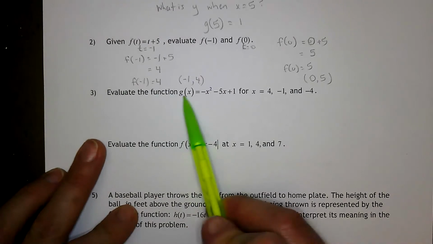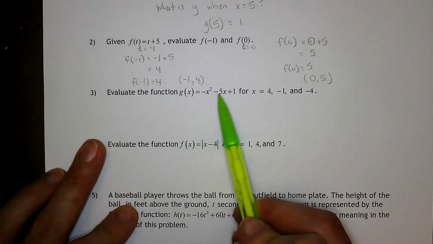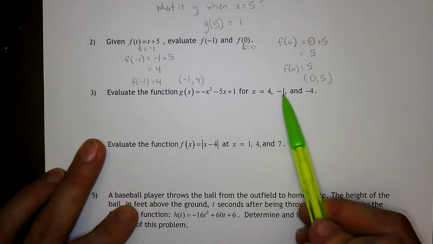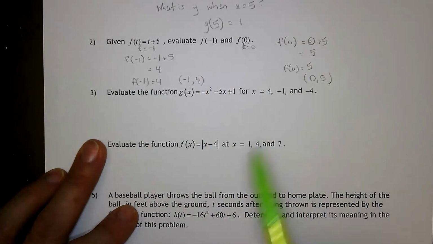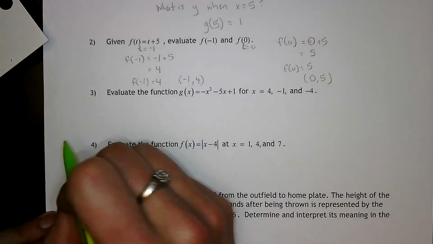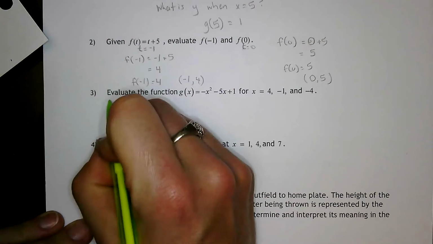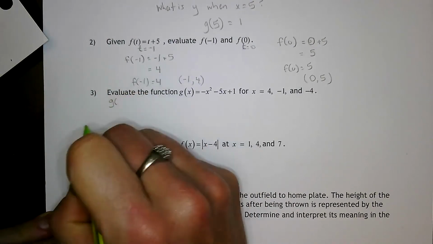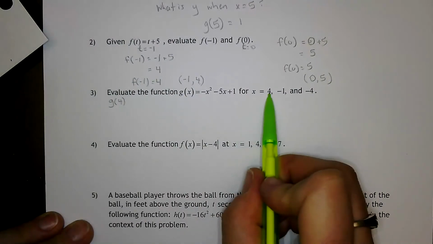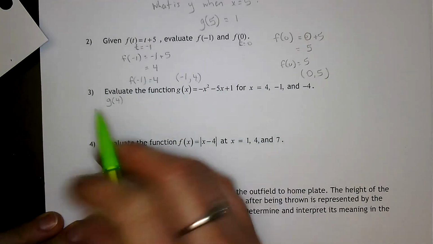Evaluate the function g of x is equal to negative x squared minus 5x plus 1 for x is equal to 4, negative 1, and negative 4. So we get to do this 3 times. All right, so the first one, g of 4. We're going to substitute 4 in for x.